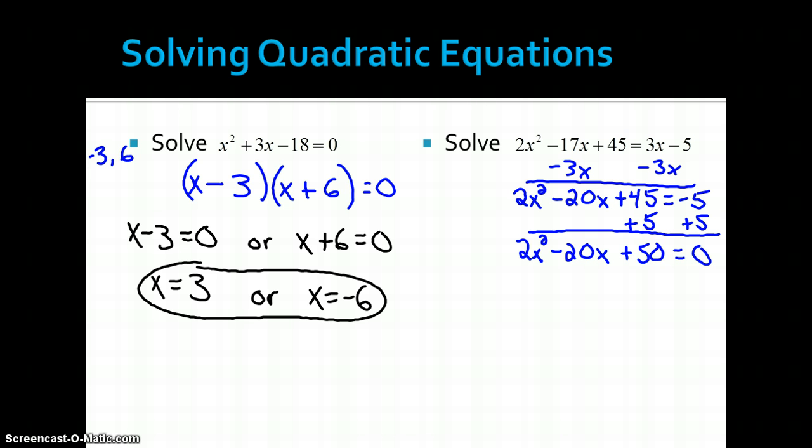Now, as we learned in class today, we look at these. Is there a common factor? And the answer to that question is yes, 2. So I have 2 times the quantity x squared minus 10x plus 25, all equals 0. So now we can factor the inside here. So I have 2.